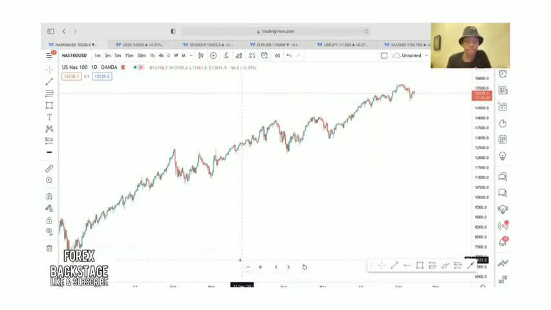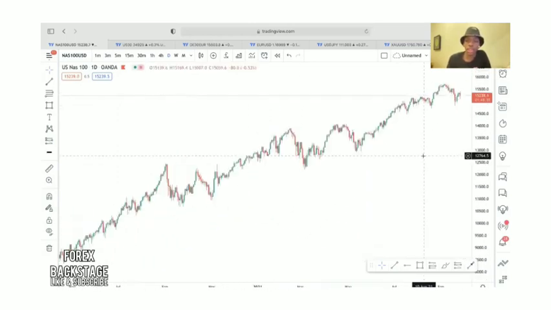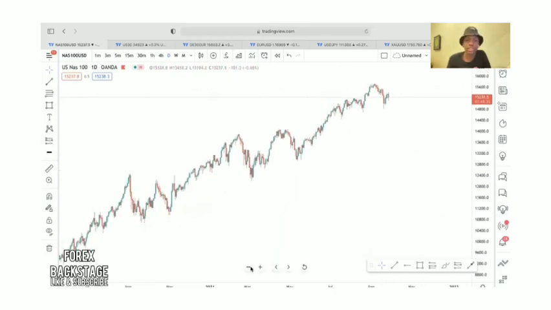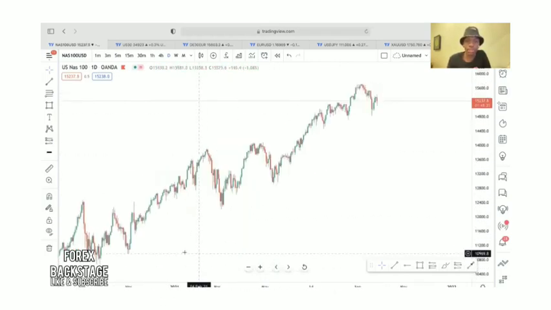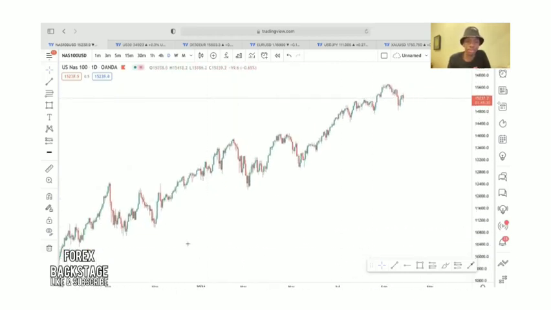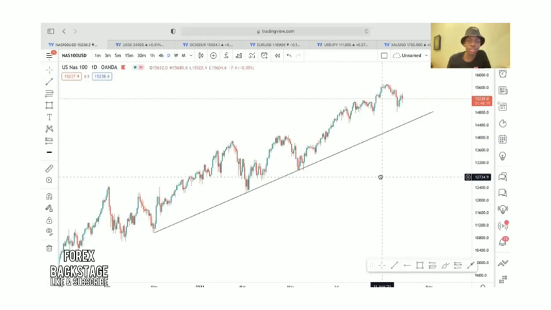So right now, I just want to look at Nasdaq. This thing has been pretty much funny, guys, ever since Trump left the office. It's not the same. So let me just dig deep into Nasdaq and analyze it.